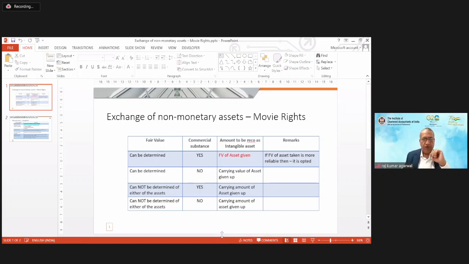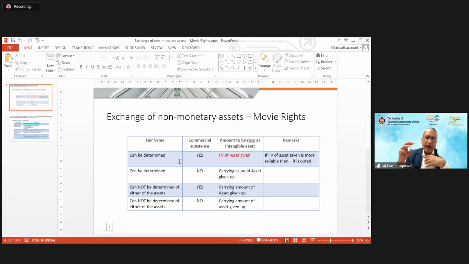So if you see the slide, what exactly is it? To understand the question, suppose a particular movie right is taken and some broadcasting right is given from one company to another. That is, I'm exchanging one asset for another asset. The concept of exchange is similar in Ind AS 16 as well as 38, so we can understand it once and for all.